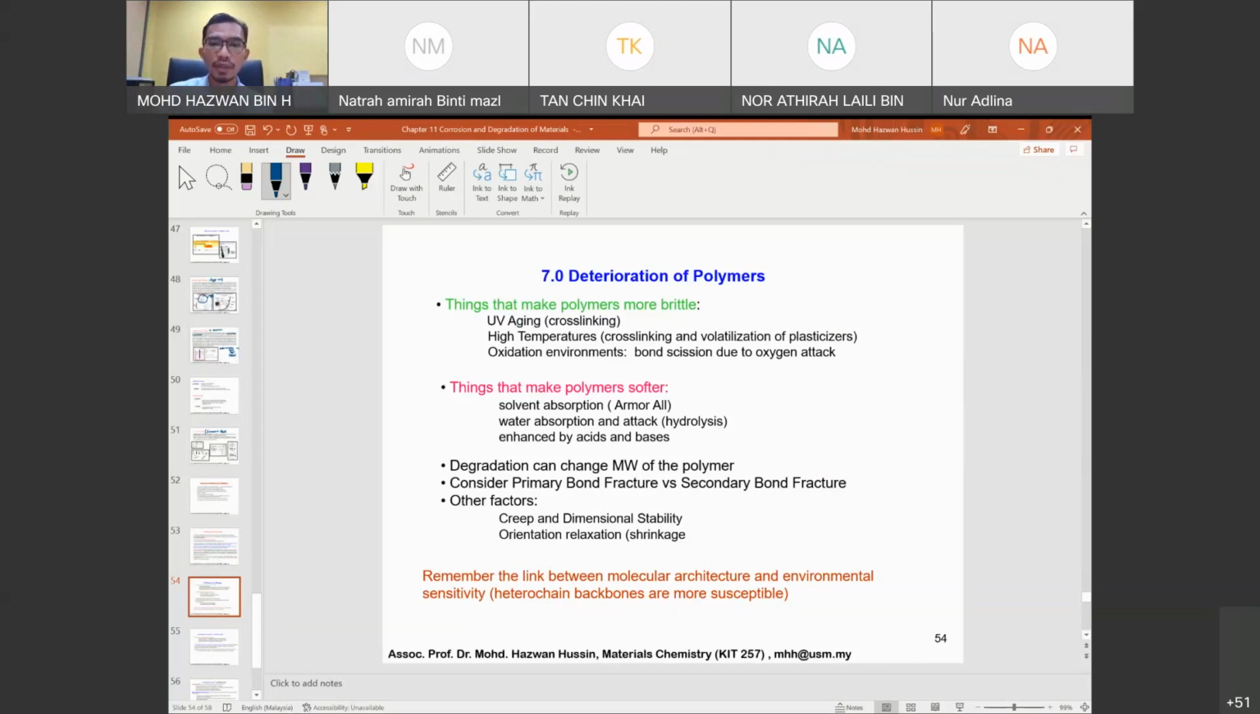Polymers can also easily react with organic solvents, because it can make the material become soft and so on. Degradation also will change the molecular weight of a polymer, and other factors are related to mechanical factors. If you have creep, dimensional instability, or orientation relaxation, then this can also degrade the polymer.